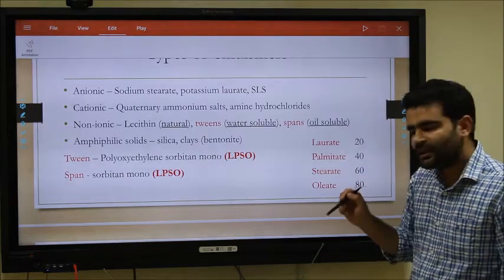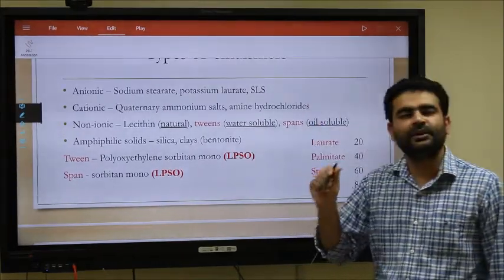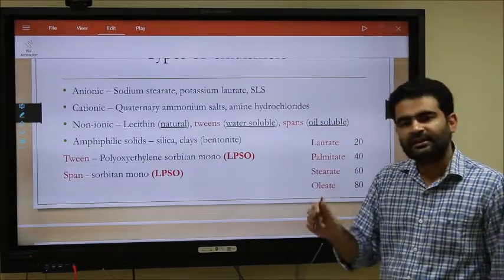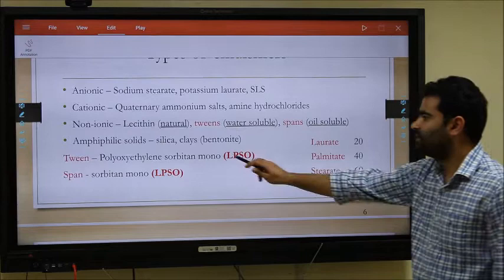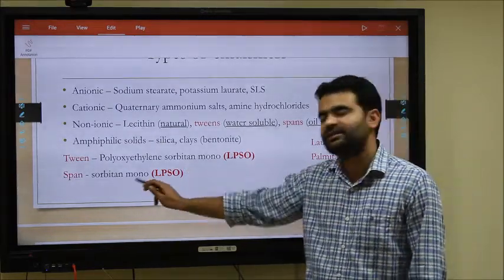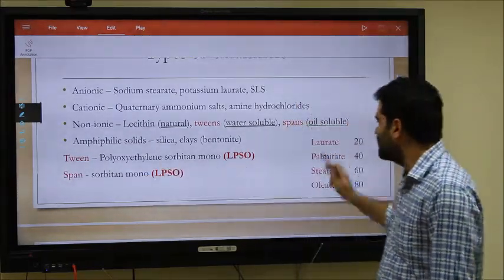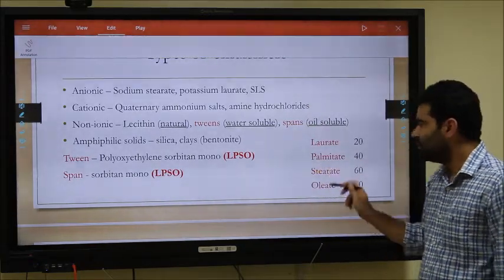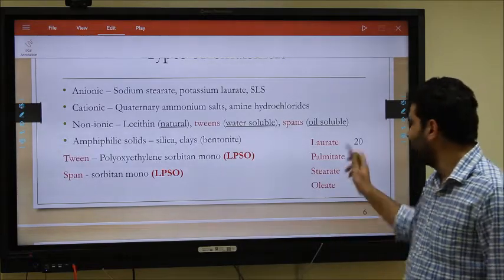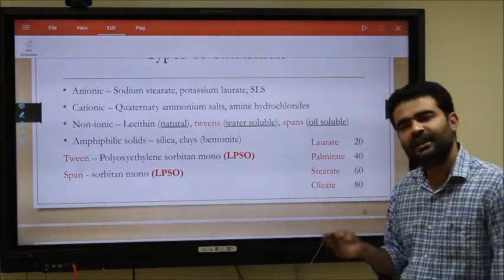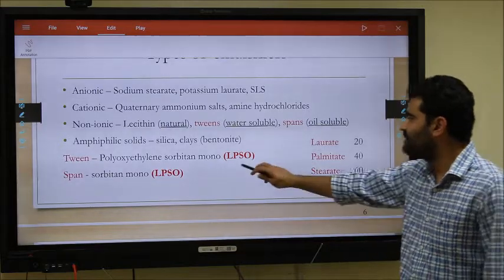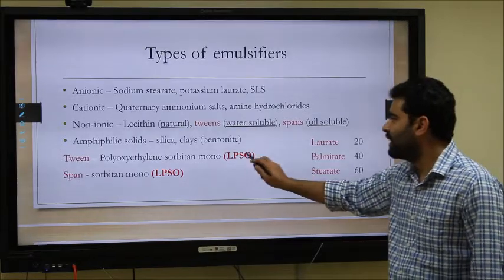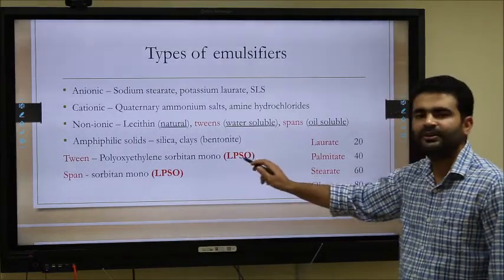So in case you are asked the question, what is Tween 20, you can write polyoxyethylene sorbitan monolaurate. In case of Tween 80, it is polyoxyethylene sorbitan monooleate. Similar is the case with the Span. Span is sorbitan monolaurate, sorbitan monopalmitate, sorbitan monostearate, monooleate. So Span 20 is laurate, similarly Span 80 is oleate. So LPSO is the term you should remember, that LPSO stands for laurate, palmitate, stearate and oleate.